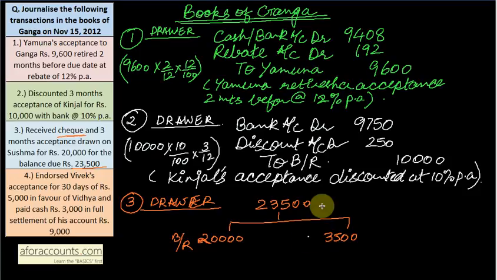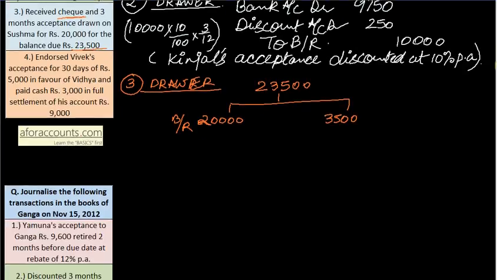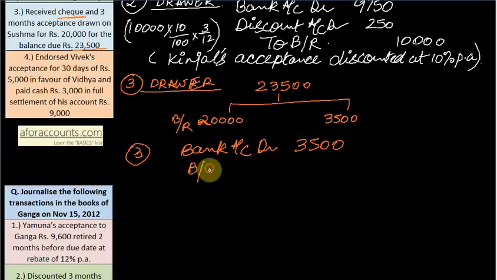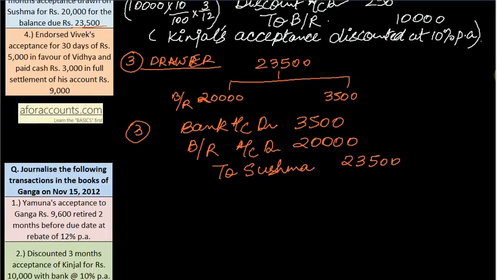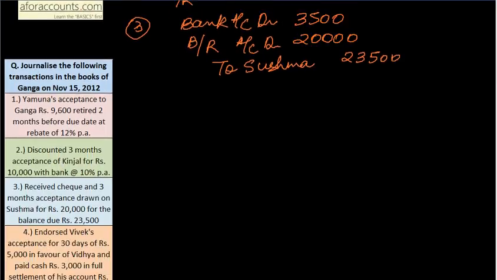So your entry here, let's see. The third entry will be in books of Ganga. You have received, so the entry will be bank account debit. How much money? 3,500. And new bill received, so bills receivable account debit, 20,000 ka bill newly received, and who is giving? Sushma. So to Sushma, and here it is 23,500. So now we are done with our third entry as well. Let's move on to the fourth point.